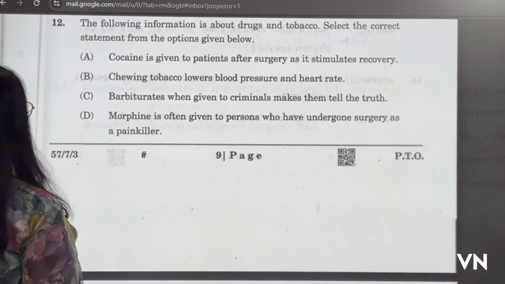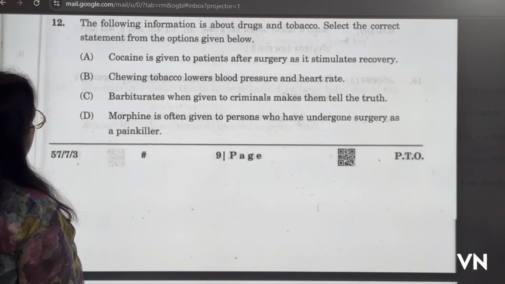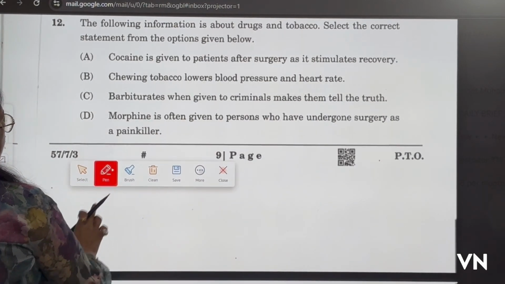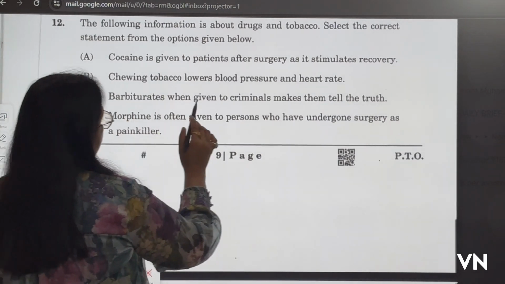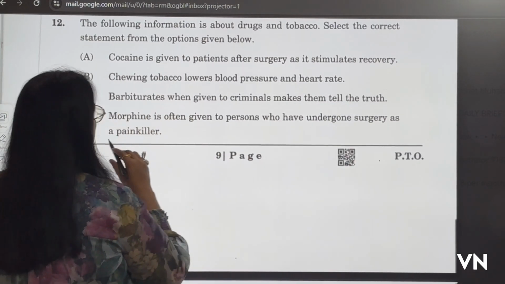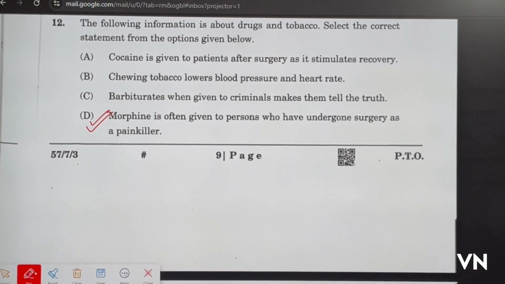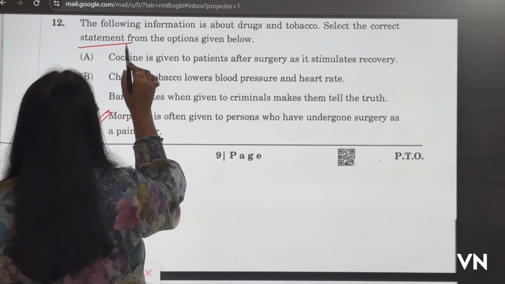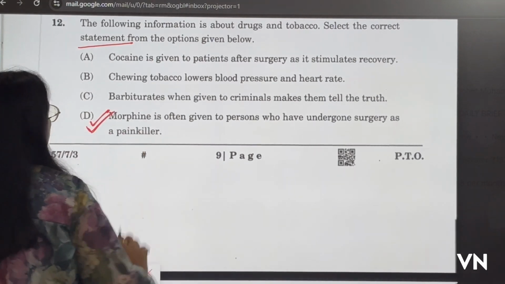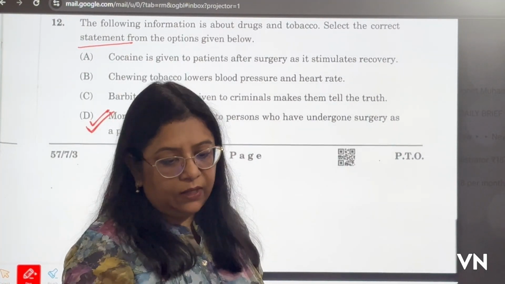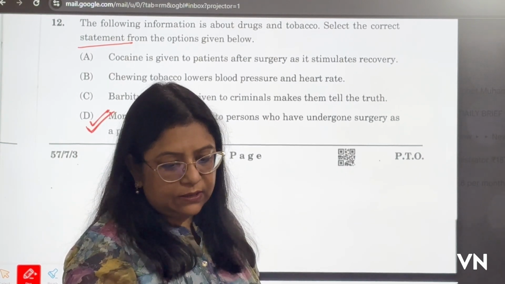Cocaine is given to patients after surgery as it stimulates recovery. Chewing tobacco lowers blood pressure and heart rate. Barbiturates, when given to criminals, make them tell the truth. And morphine is often given to persons who have undergone surgery as a painkiller. So, the correct statement is option D for question number 12. After this, we are having assertion and reason type questions.